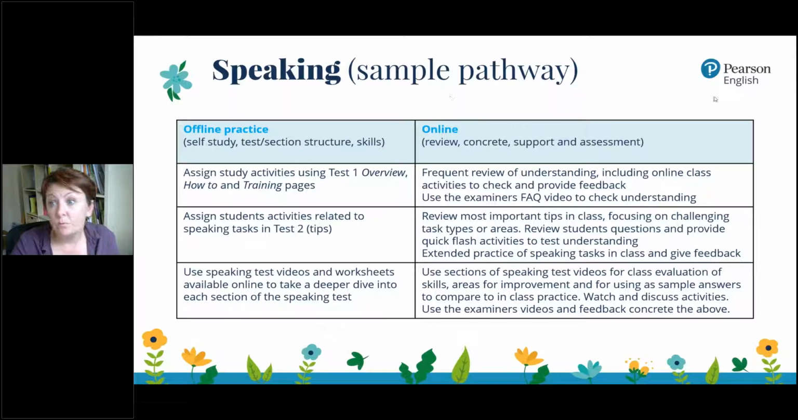Speaking, so this is where really all of those resources would come in. So again, this is a little bit more detail for speaking here, just some ideas again. So you have the offline practice and the online practice. So if you're speaking with your students, if you're using Practice Test Plus, you might want to assign some of the study activities. You might want to have them look at the tips in Test 2 and do the activities that way.